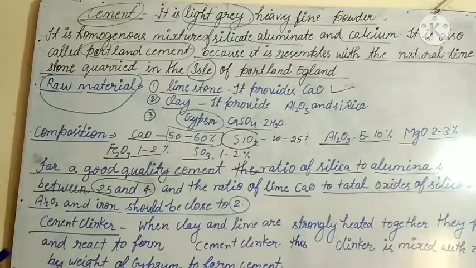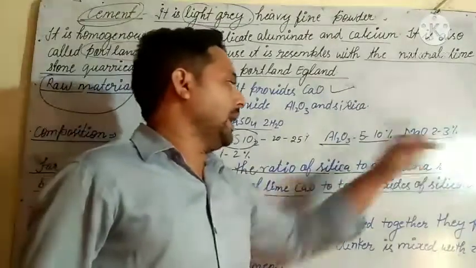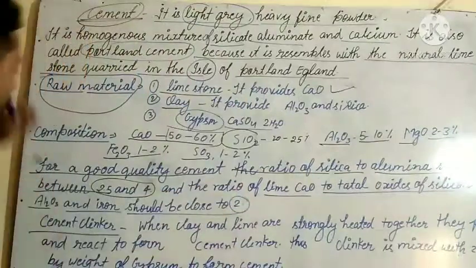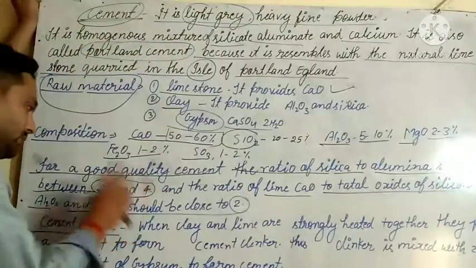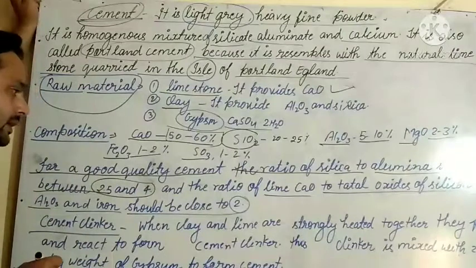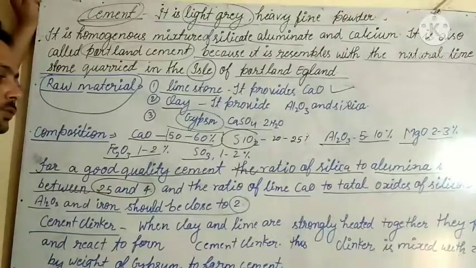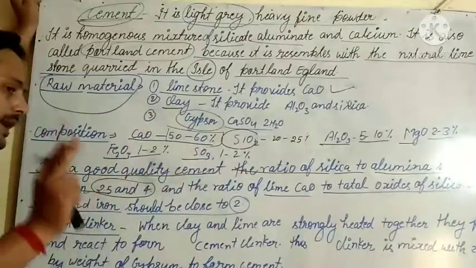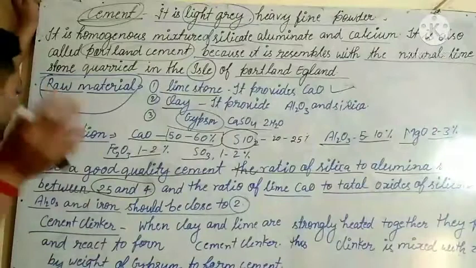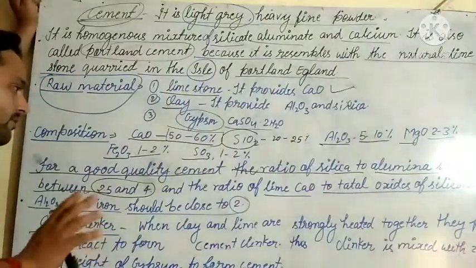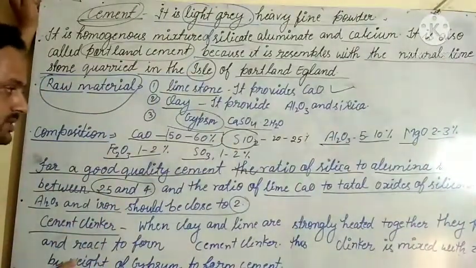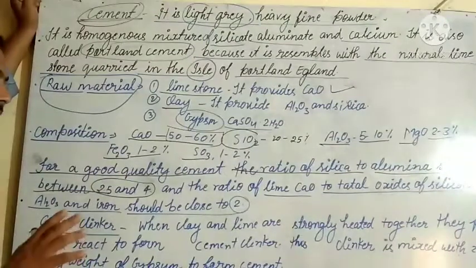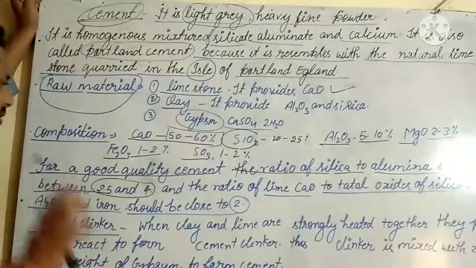The ratio of silica and alumina should be between 2.5 and 4, and the ratio of lime to the total oxides of silicon and iron should be close to 2. So these 2 points we have to remember whenever we prepare cement. Factories also remember this ratio. Some factories do not follow this rule, so their cement quality is not good.